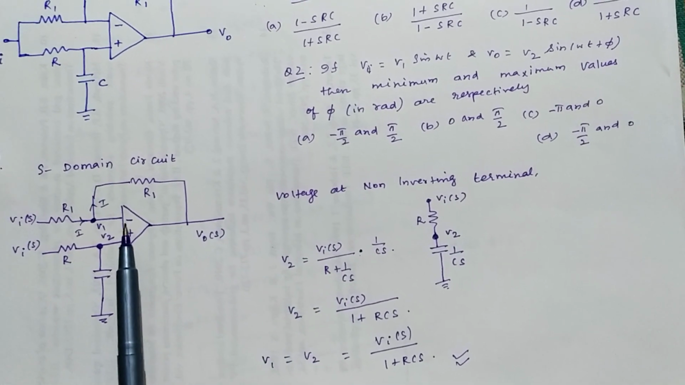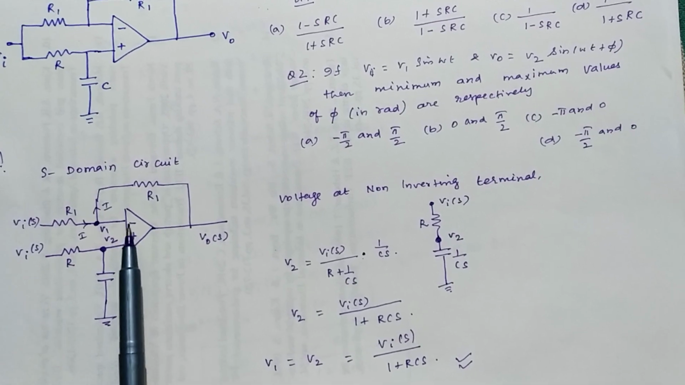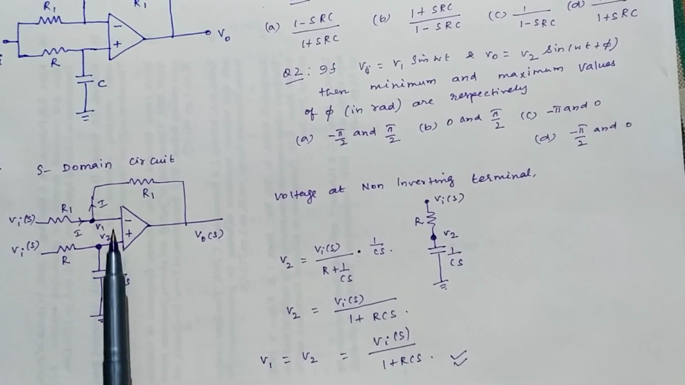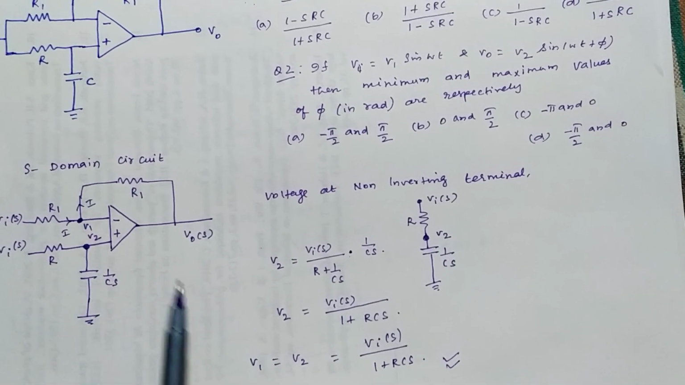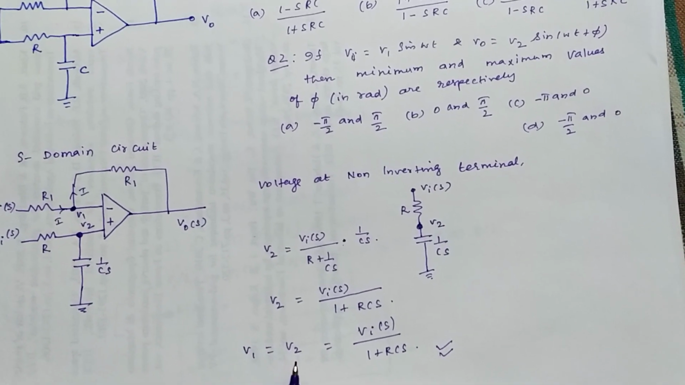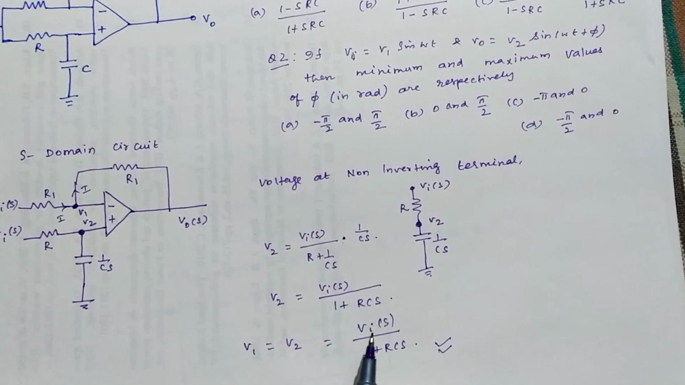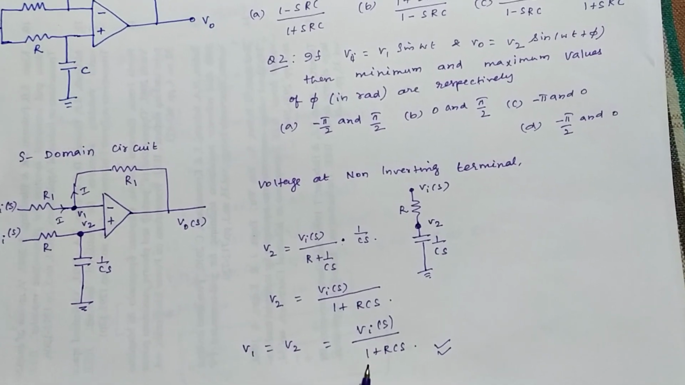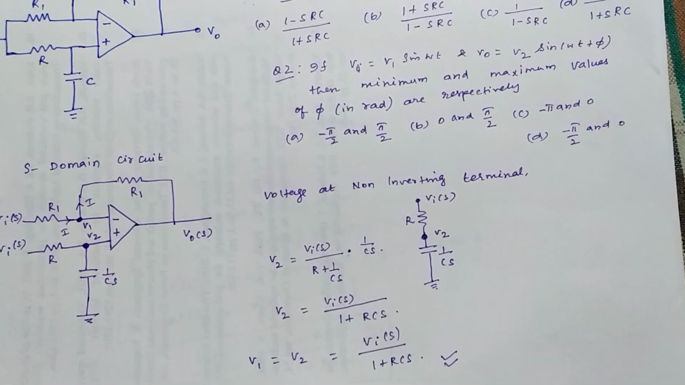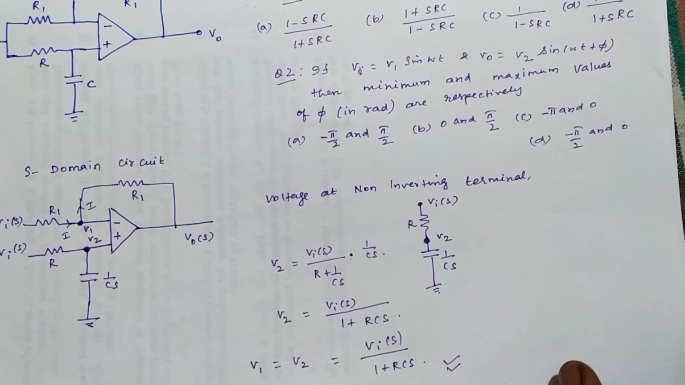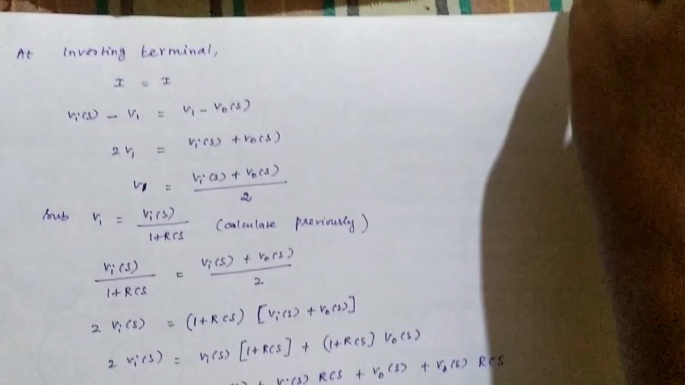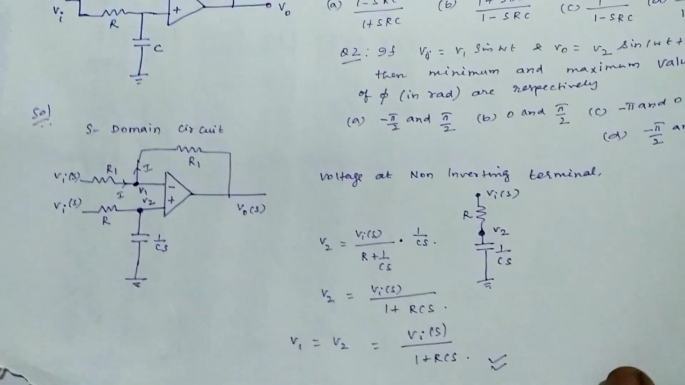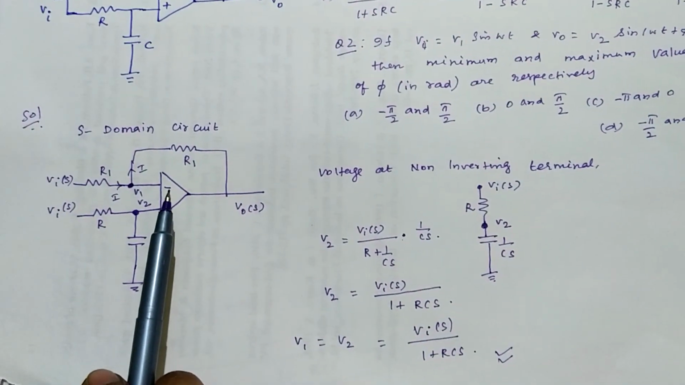As per the ideal op-amp, the inverting and non-inverting terminal voltages are equal. So V1, that is the inverting terminal voltage, is also equal to the non-inverting terminal voltage. This is Vi of s over 1 plus RCs. So let us keep it as it is. Next come to the inverting terminal.